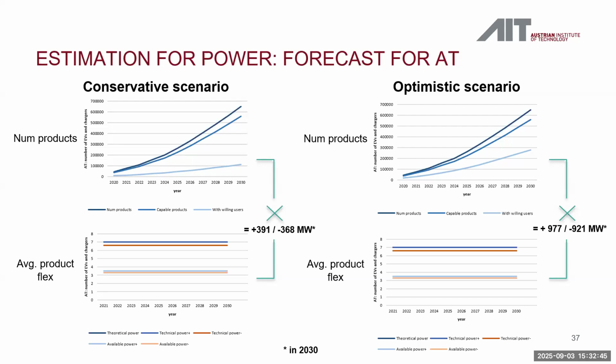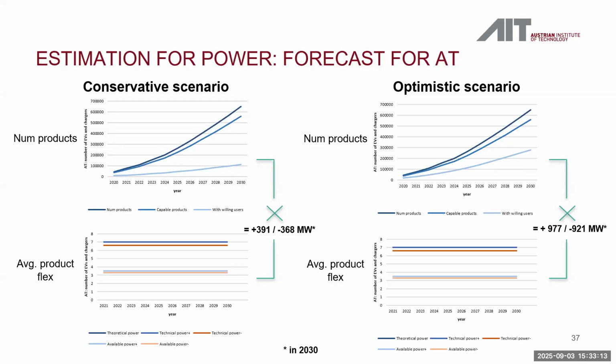And then let's say a share of them don't have access to home chargers. And the last one is the number of people who are willing to provide flexibility in general. On the left side, we say this is maybe 20%, and on the right side, in the optimistic scenario, maybe 50%. This depends on the subsidies or incentives.